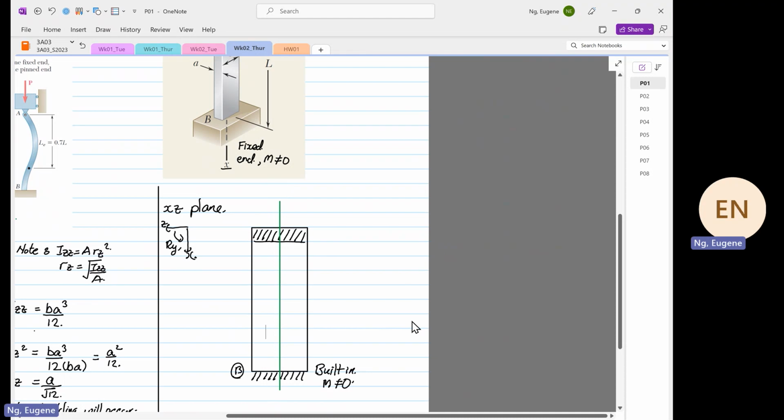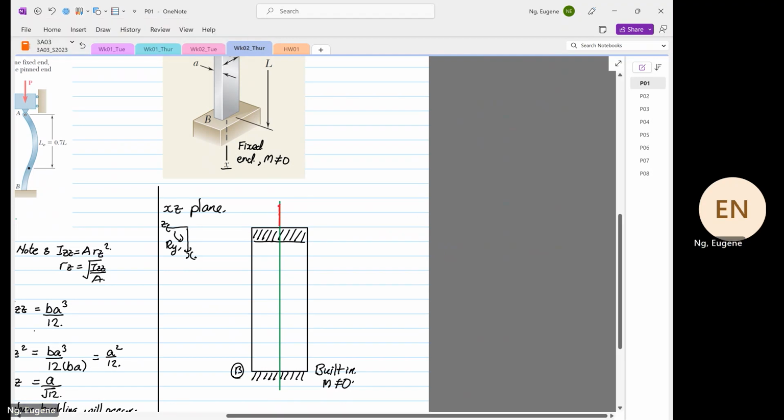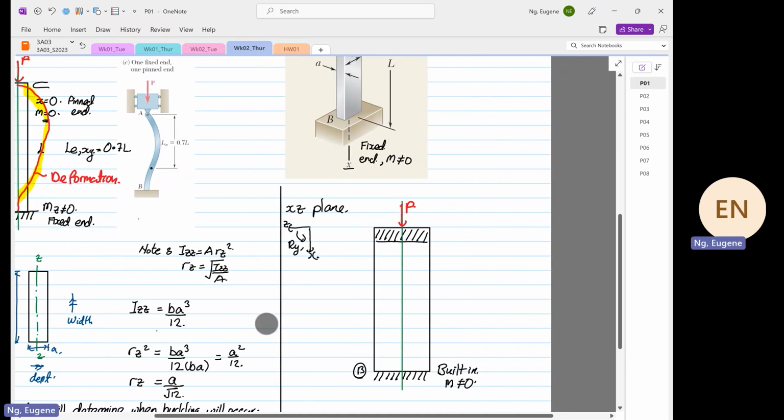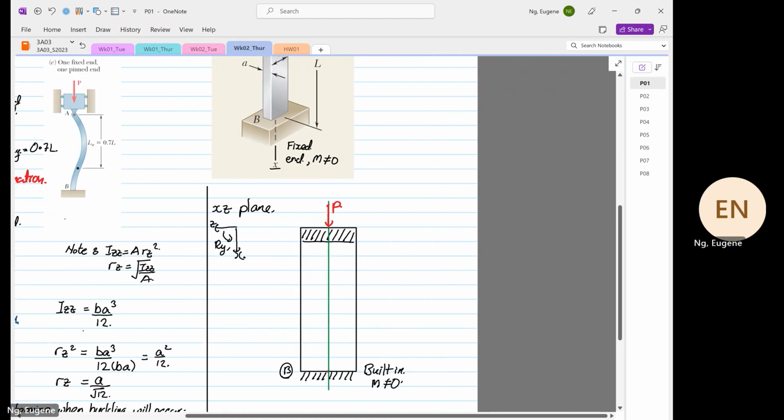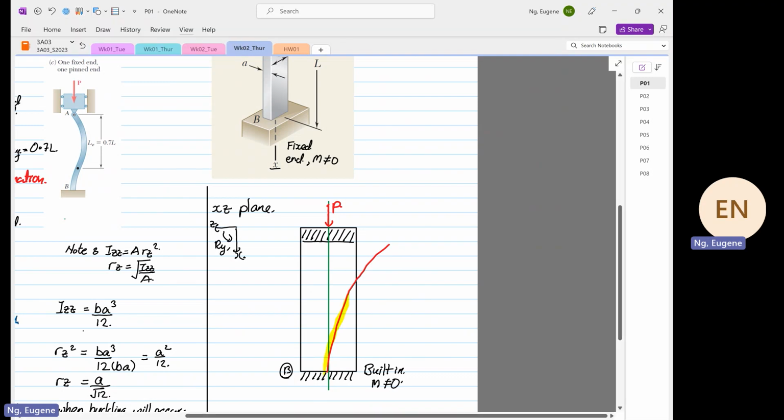now the buckling, and then again, we have a load P coming from the top. Now buckling will occur in this direction. Why does it bend this way? Because we did not restrict the Z direction motion. That's why the deformation has gone this way.